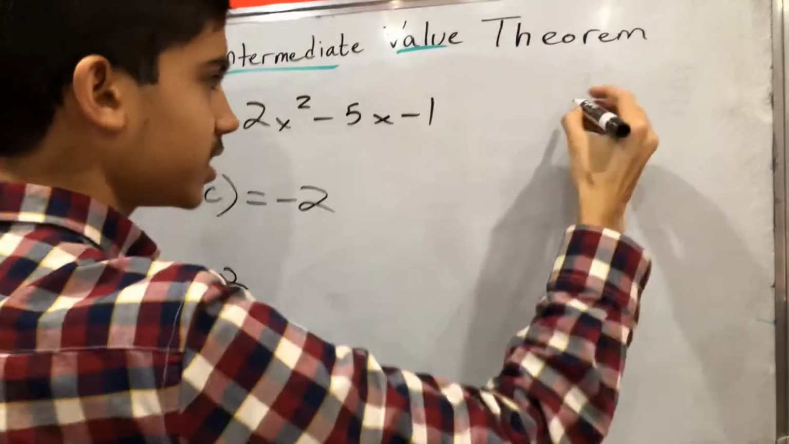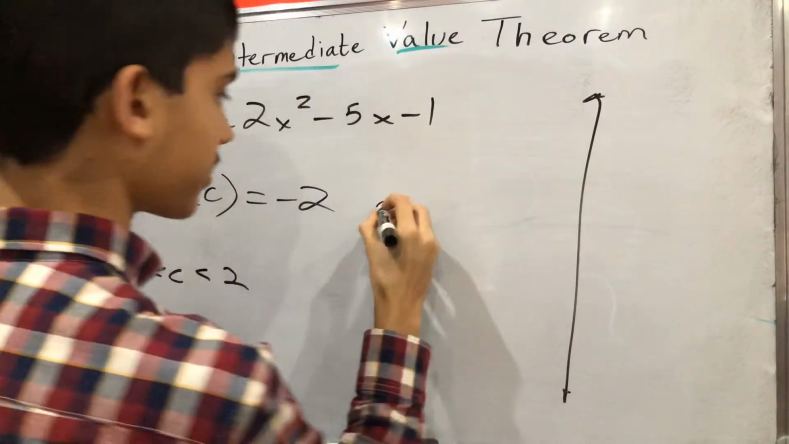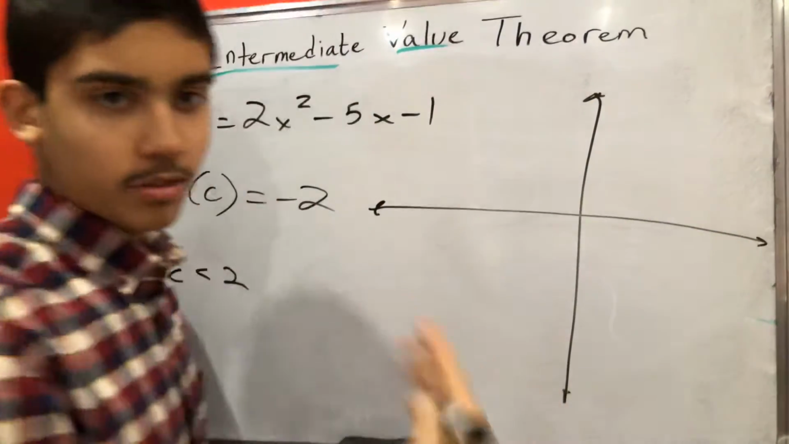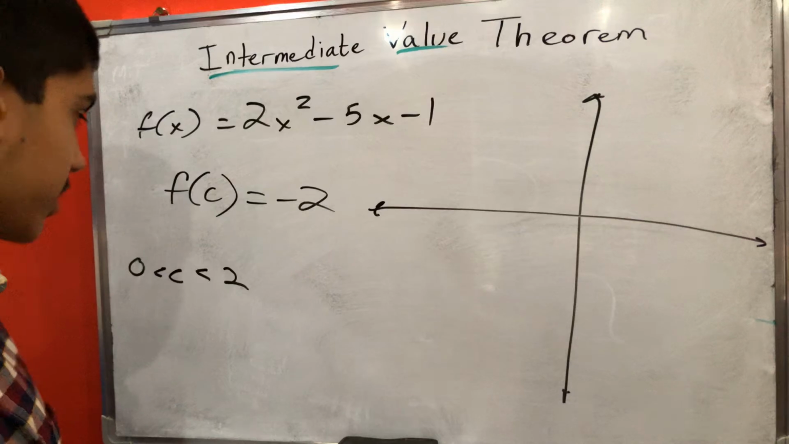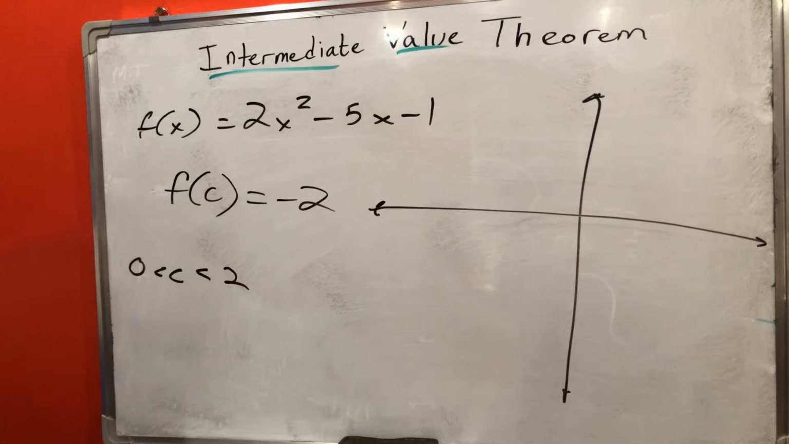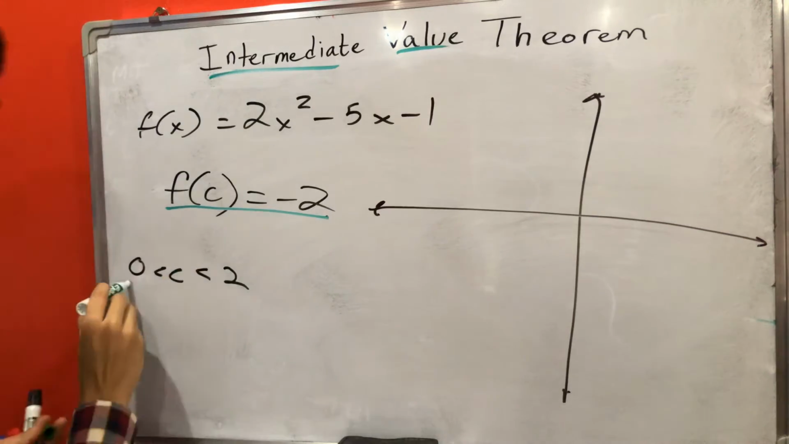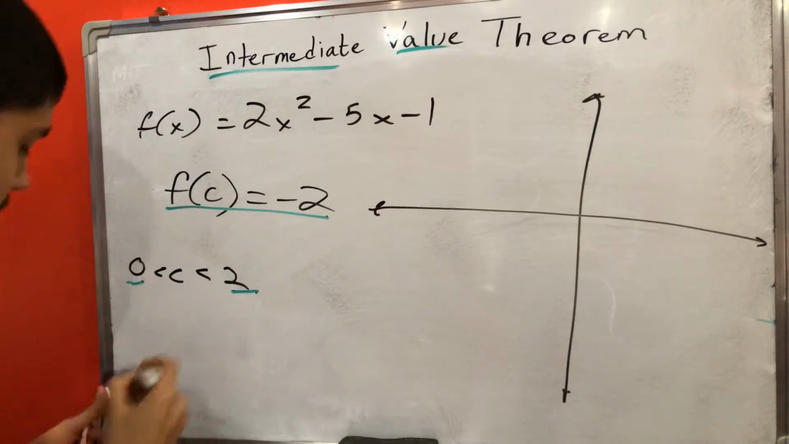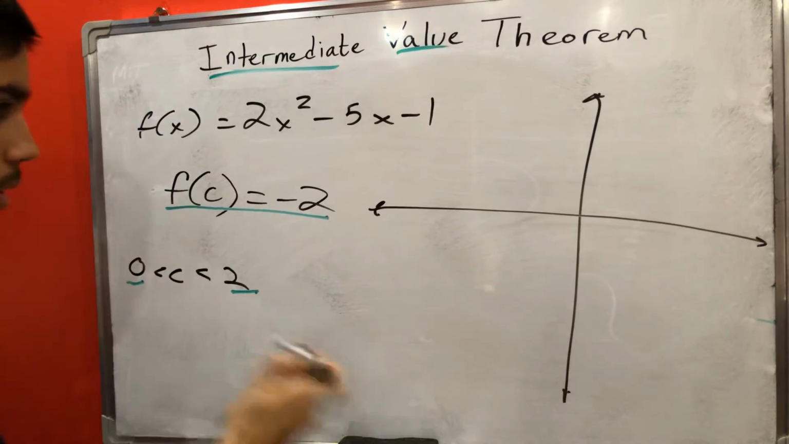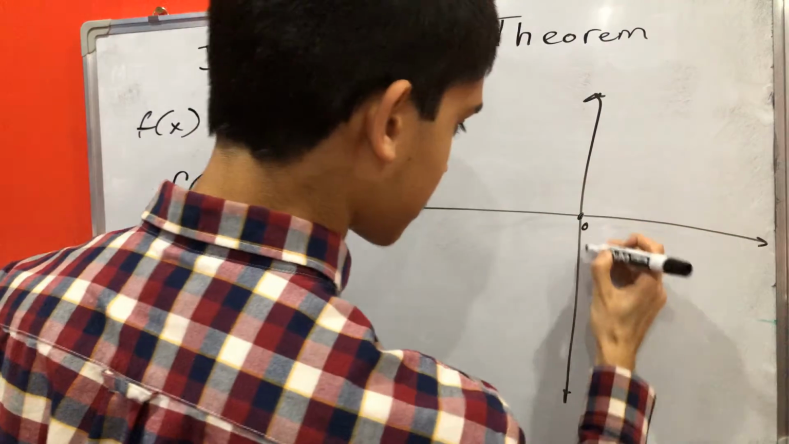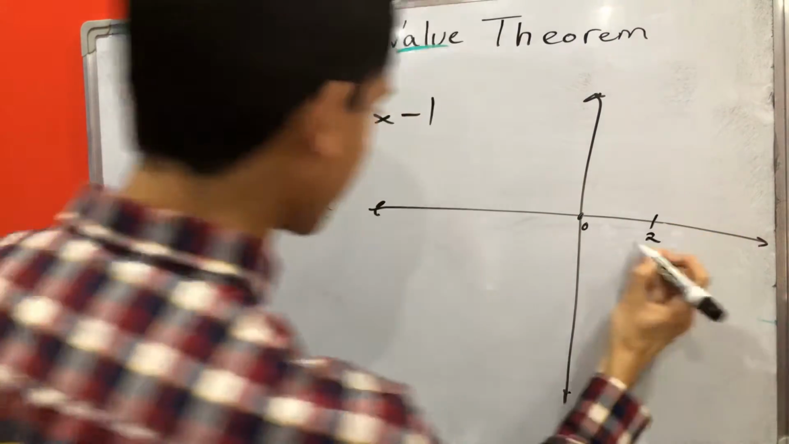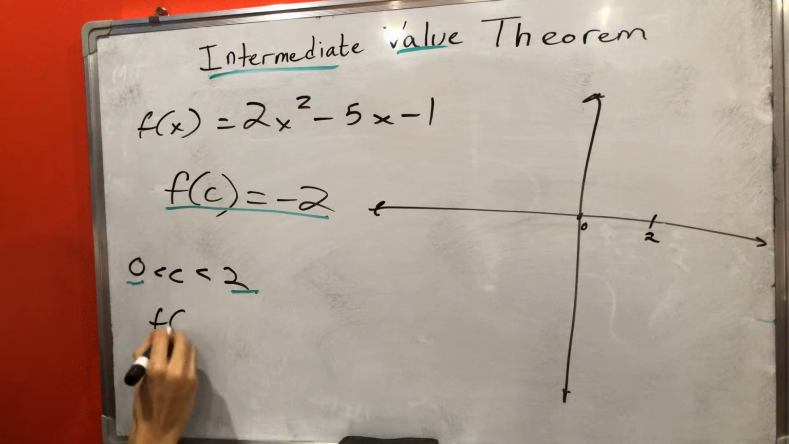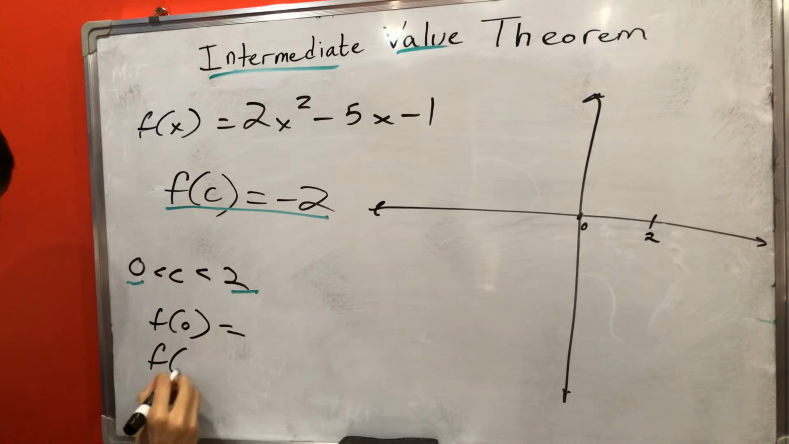Whenever I see these kinds of questions, I like to draw a graph, because then I'm more confident that I'm doing the question correctly. So we have f of c equal to negative 2. They gave us intervals. So if we graph the function, we will always just graph the intervals they gave us. So we get 0 and 2. We're going to see what happens when we plug into the function f of 0 and f of 2.